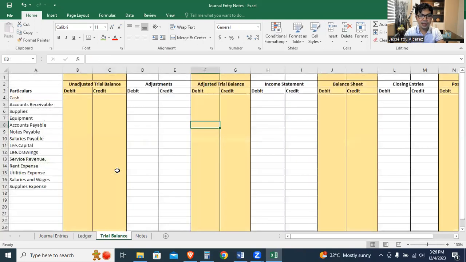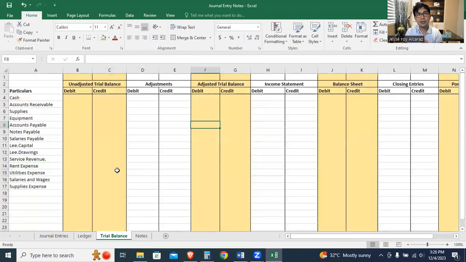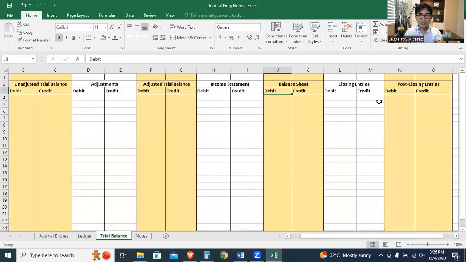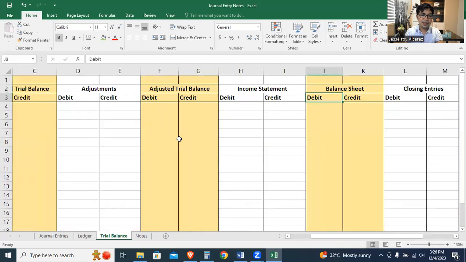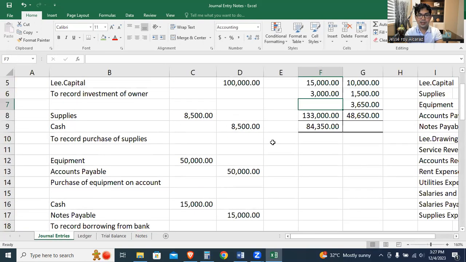So now let's prepare the trial balance. In the trial balance, usually you use a 10, 12, or 14 column worksheet, depending on your teacher. In Excel, it looks like this. We have the unadjusted trial balance for the first two columns. Then the adjustments, the adjusted income statement, balance sheet, closing entries, post-closing entries. And then there is a particulars column. Of course, we have our account titles used in the journal entries.